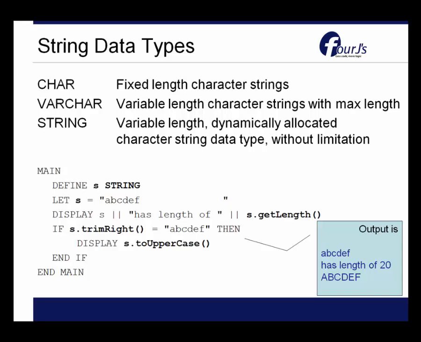So in this example, we've given S a value of A, B, C, D, E, F with some trailing blanks, and then we're outputting the value and its length using getLength, and then we're trimming it, and if the trimmed version is the same, we are going to display that value but in uppercase. And as you can see here, the output is A, B, C, D, E, F, has length of 20, and then A, B, C, D, E, F in uppercase.